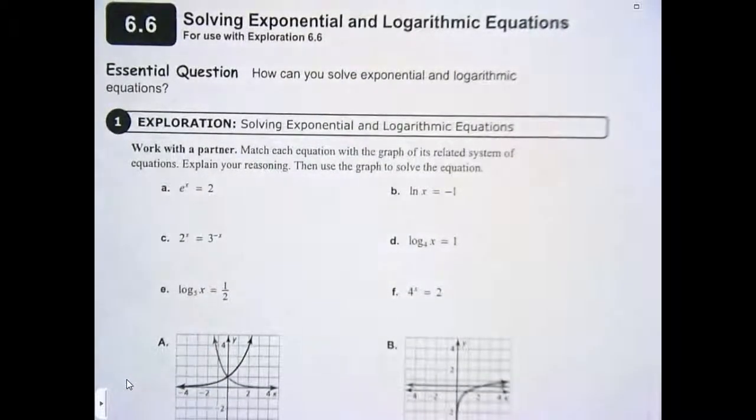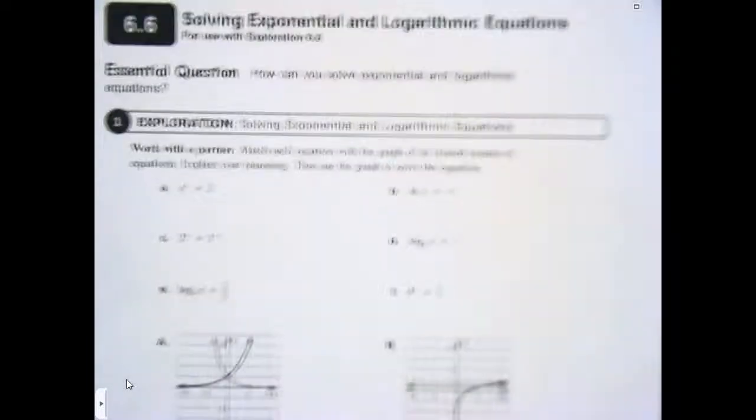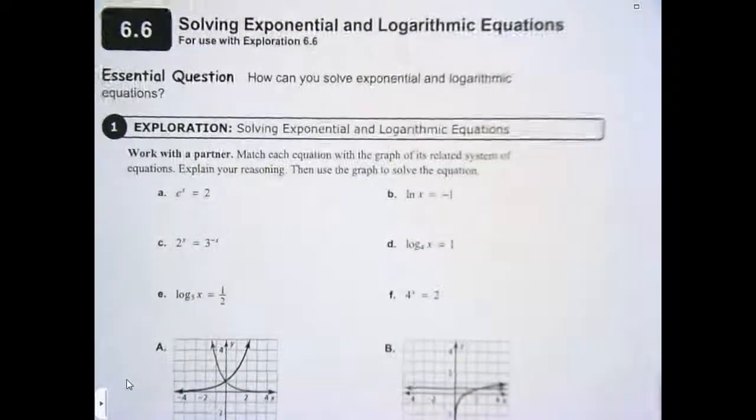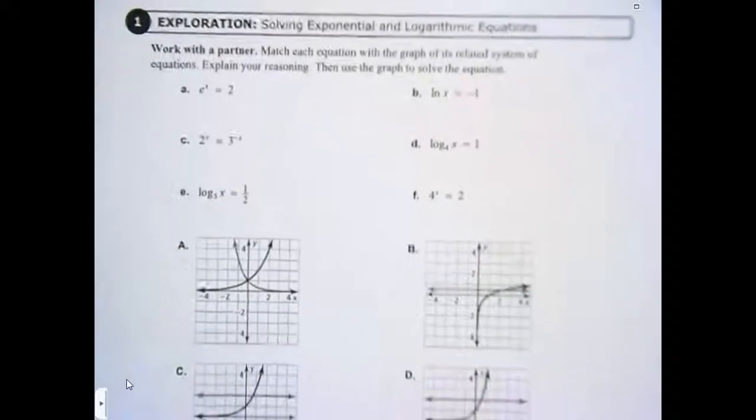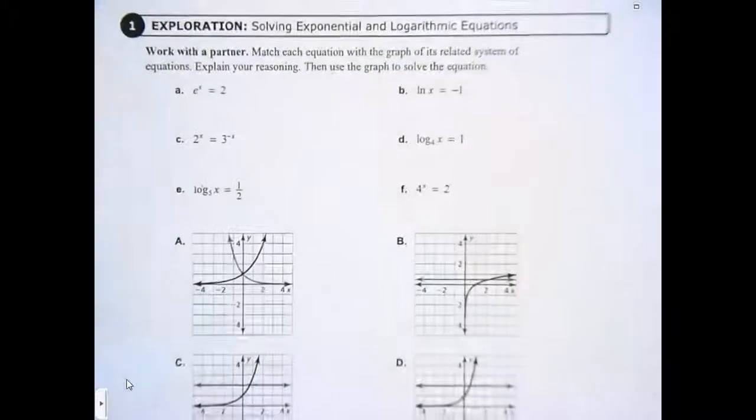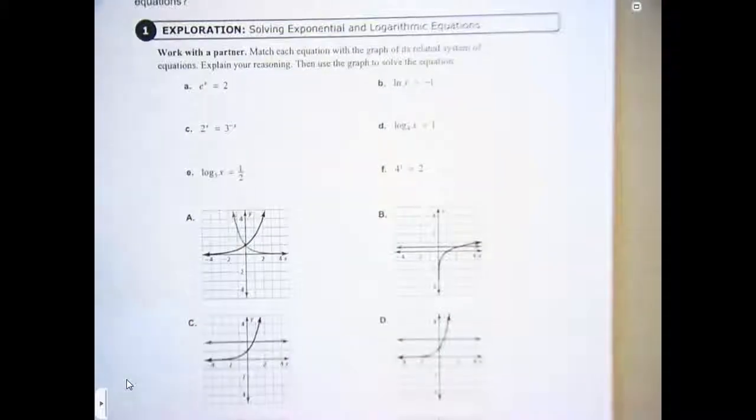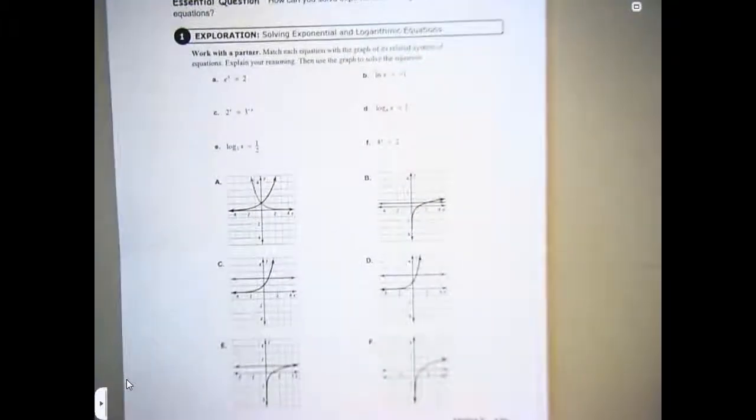Hey, solving exponential and log equations. So now that we know how to work with exponential functions and log functions, we're going to solve equations with them. So, first step, I want you to work with your partner to complete exploration 1.